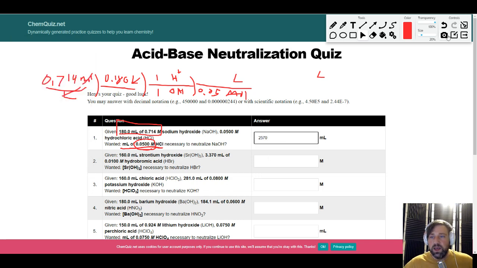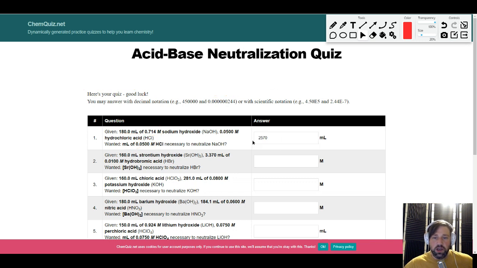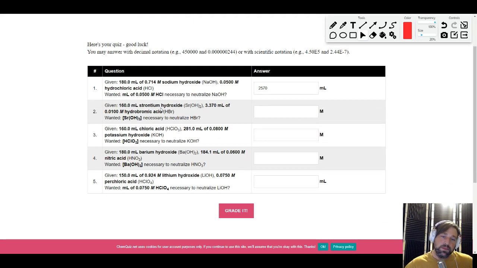Okay, so does this make sense? Does this large amount of acid make sense? Well, yeah. Look at this. We have a very dilute 0.05 molar acid, and a lot higher molarity of sodium hydroxide. So we have something that is very concentrated, and we're trying to neutralize it with something that's very dilute. So yeah, this does make sense. So those are the two ways that we can go about it.